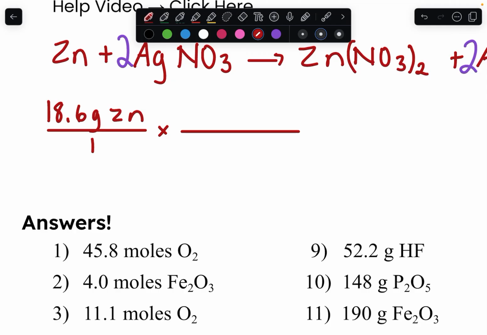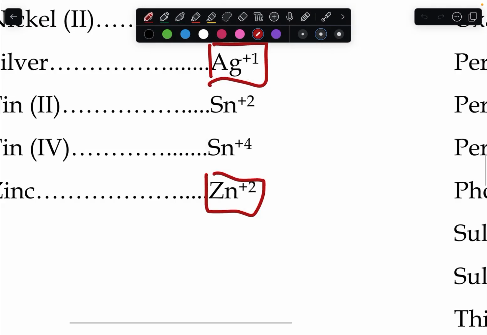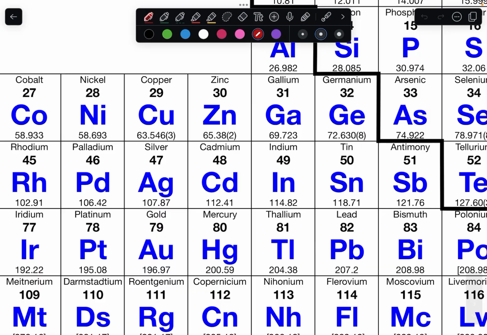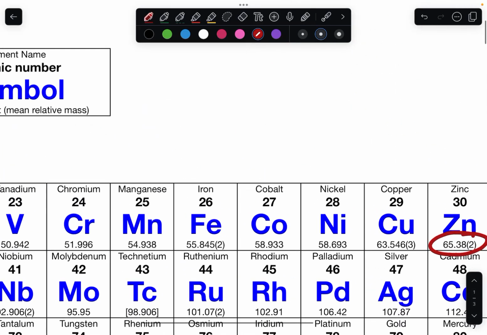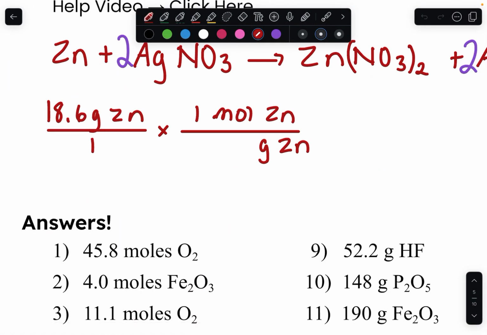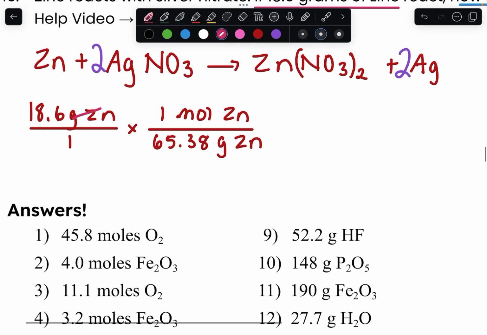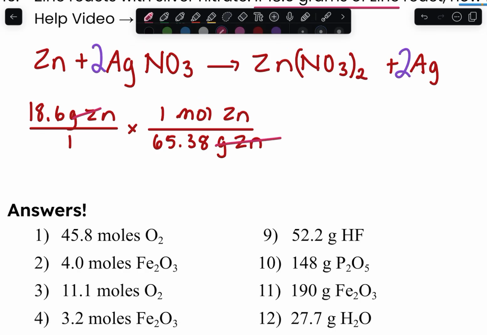Knowing what we know, how do I convert from moles to grams? I know that 1 mole of zinc is equal to a certain number of grams of zinc. Where do I find that information? I can find it on my periodic table, on the front side this time. Going out to 2 decimal places, our molar mass is going to be 65.38 grams. Now, keeping up with what's happened, grams of zinc have canceled. Now we're in moles of zinc.